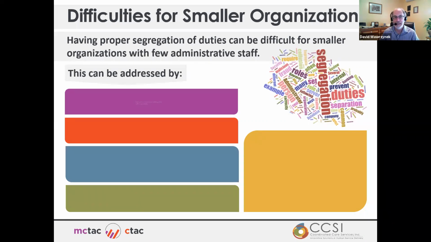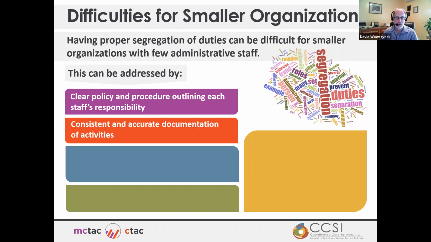Well, I have a couple ideas. First is to have clear policy and procedures outlining each staff member's responsibility. It just has to be absolutely certain. And if you're doing a bank reconciliation, then have the executive director look at it, and then have that be written in as part of the procedures that are in place.